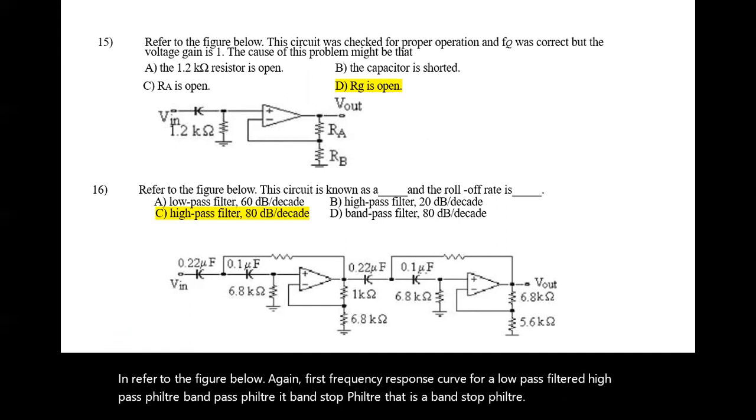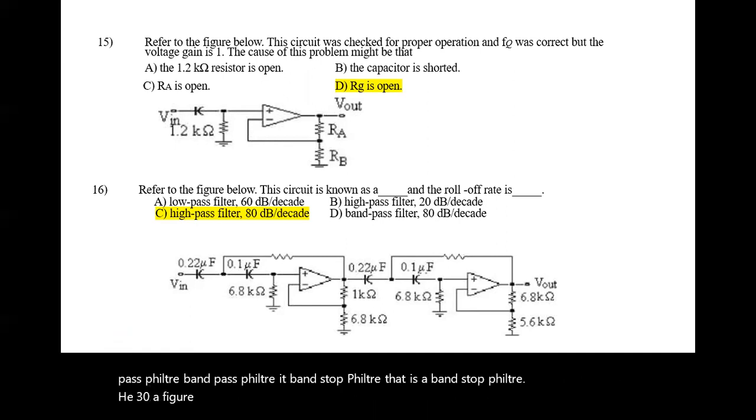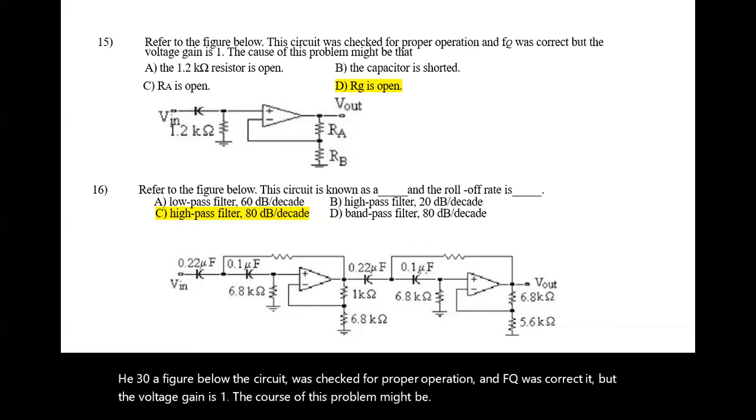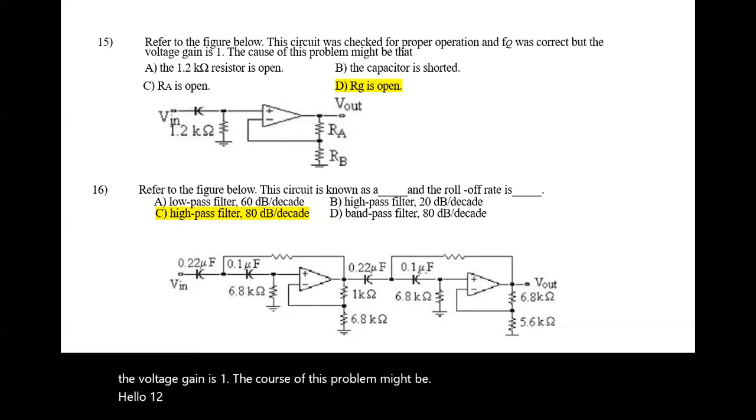Refer to the figure below. The circuit was checked for proper operation and FQ was correct, but the voltage gain is 1. The cause of this problem might be: the 1.2 kilo ohm resistor is open, the capacitor is shorted, RA is open, or RG is open. The correct answer is RG is open.